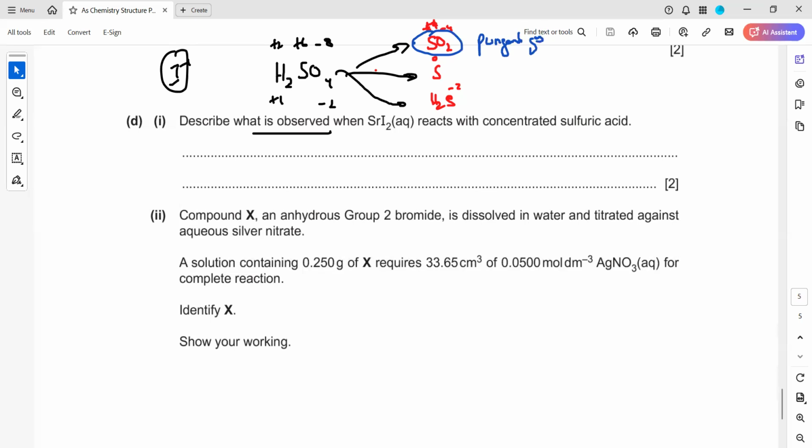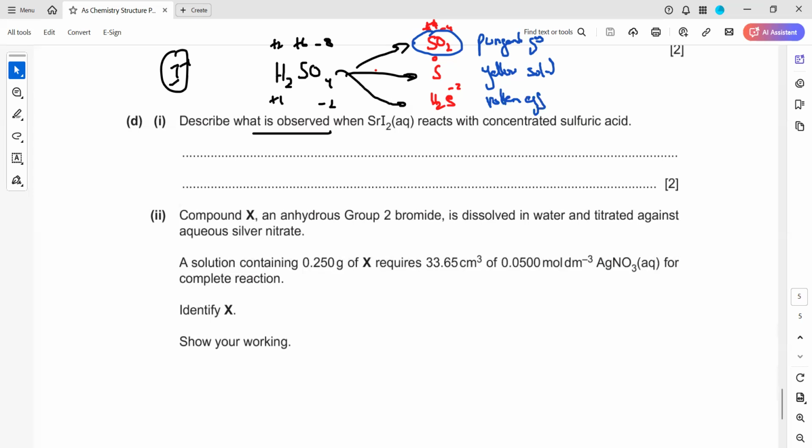Whenever sulfur solid is formed, what can we say? We can say a solid is formed, because we just need observation. Usually sulfur is yellow, so you can say yellow solid. You can also say misty fumes, because hydrogen iodide will form, or misty fumes are also acceptable. Then because of hydrogen sulfide, there will be a rotten egg smell. These are the products of the sulfur.